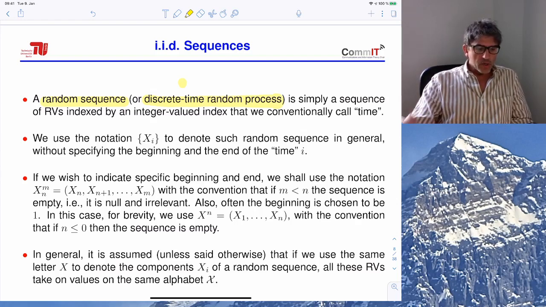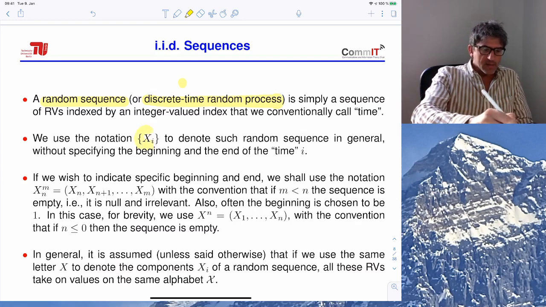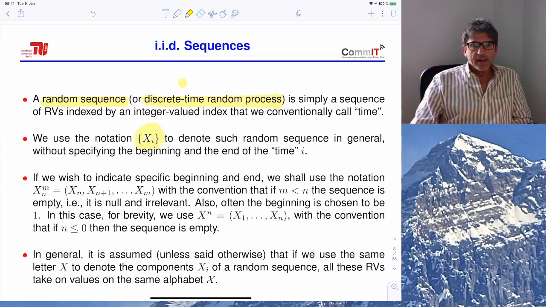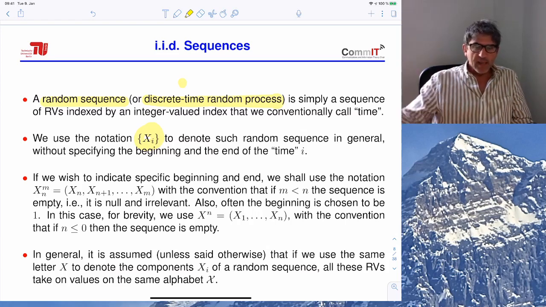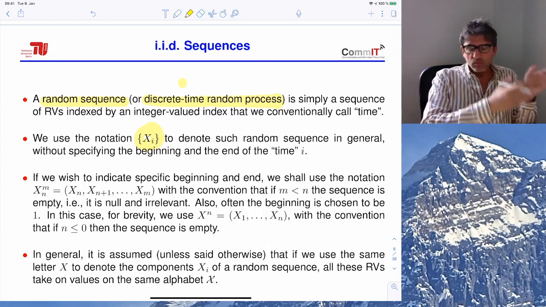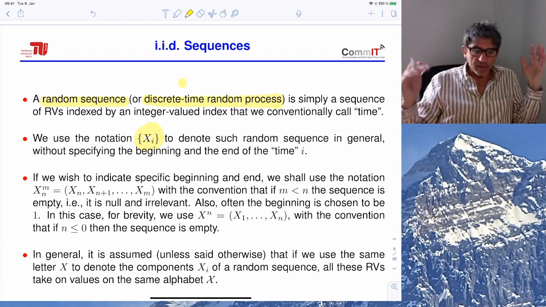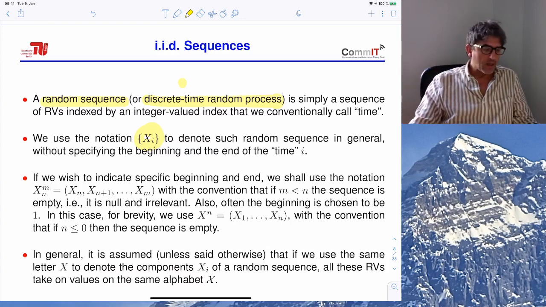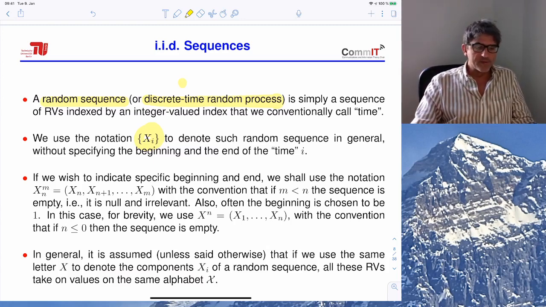So we use the notation X sub I in curly brackets to indicate a generic random sequence where the generic element is the random variable X sub I, without specifying the beginning and the end. It may be infinite, say from 1 to plus infinity, it may be doubly infinite from minus infinity to plus infinity. When I write this, it means that either it is clear from the context or it is irrelevant.